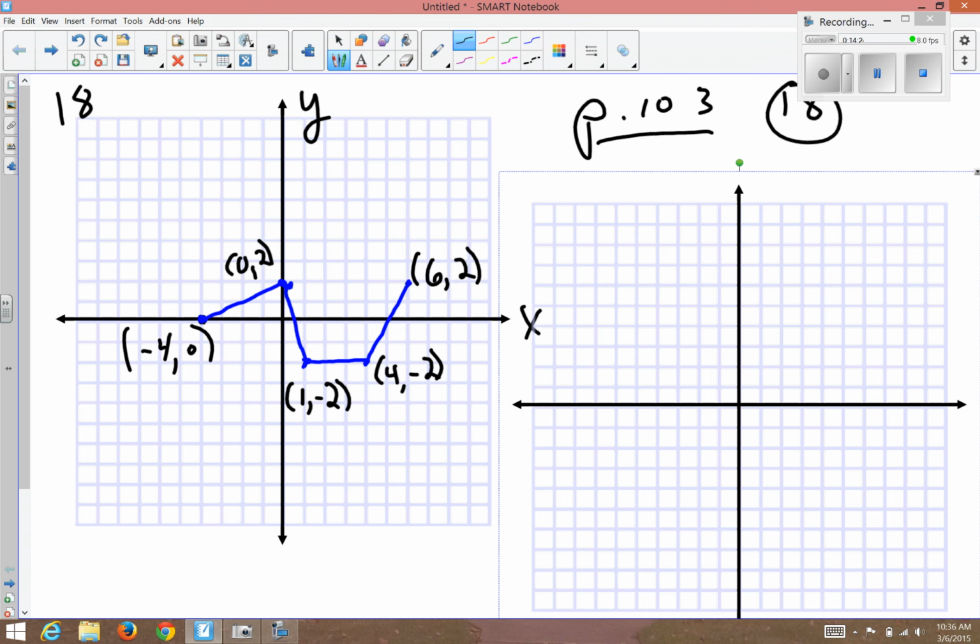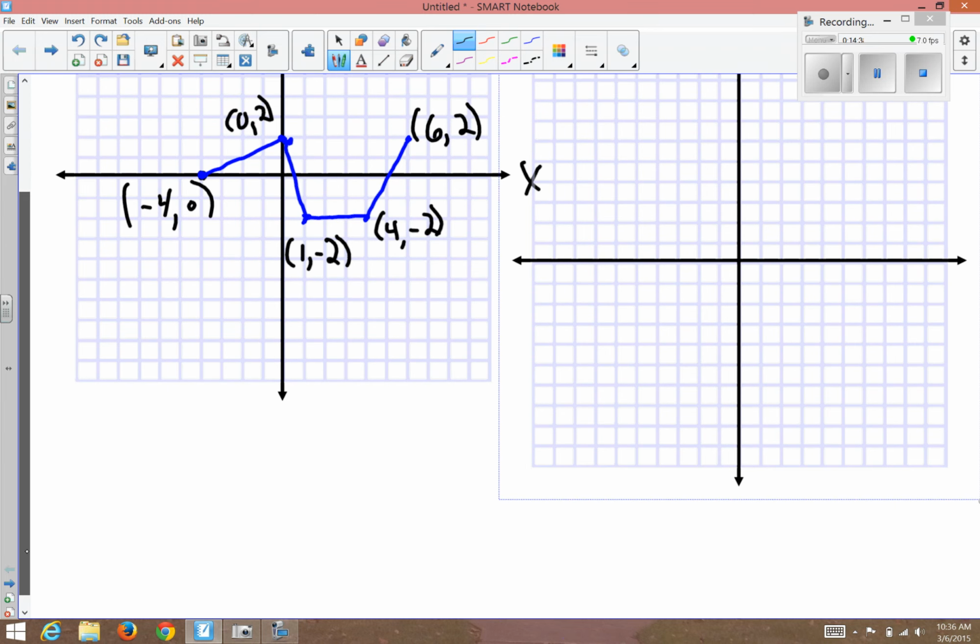Part A says graph the function's derivative. So these are all linear. Linear means lines, line segments. And the derivative just means the slope.